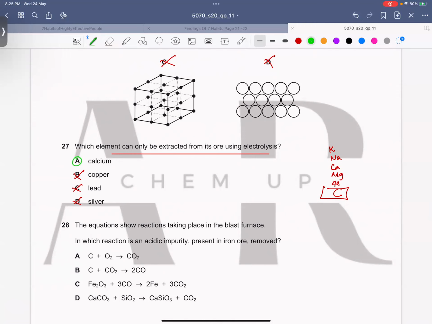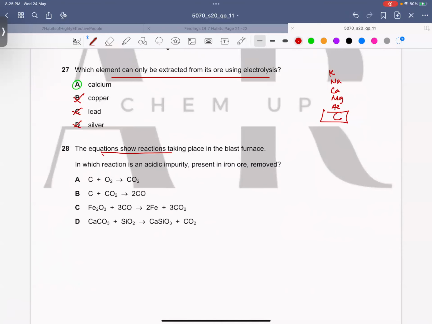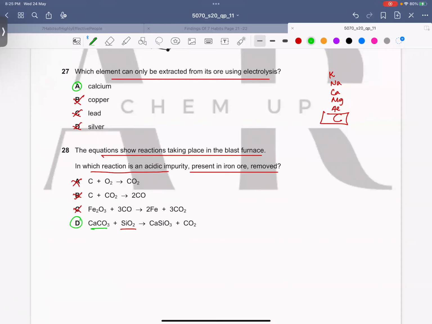Okay. Now, question number 28. The equation shows the reaction taking place in the blast furnace, in which reaction an acidic impurity present in iron ore is removed. So the impurity in the iron ore, if you recall, is silicon dioxide only. So there is only one equation where silicon dioxide is being used. So C, B, and A are actually the processes that occur during the extraction of the iron metal, but this process does not involve the removal of the impurity. Impurity is reacted by calcium oxide, which is actually obtained from calcium carbonate. So D is your correct answer.